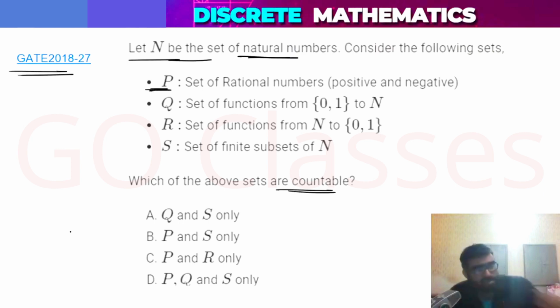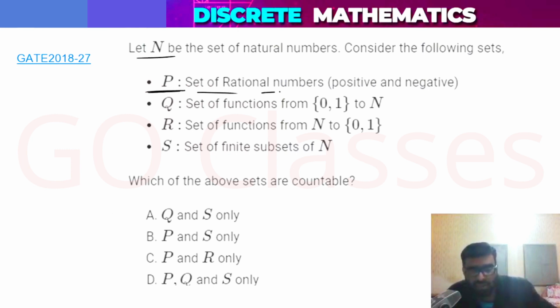Now let's see this GATE 2018 question. Very easily you can do this. This is your set of rational numbers, positive and negative. This we have already seen. This is countable. The proof also we have seen using our countability lemma. Very easily you can see. Now let's see this Q.